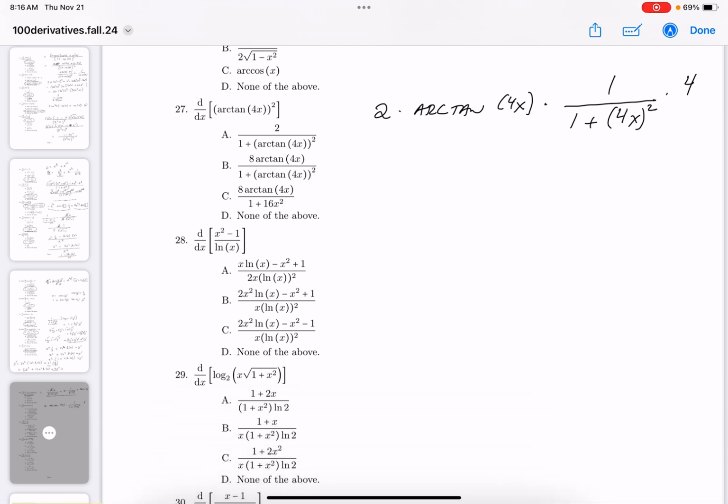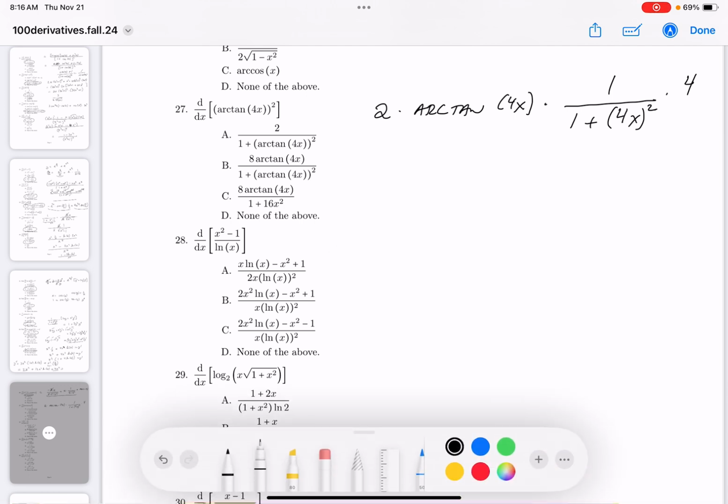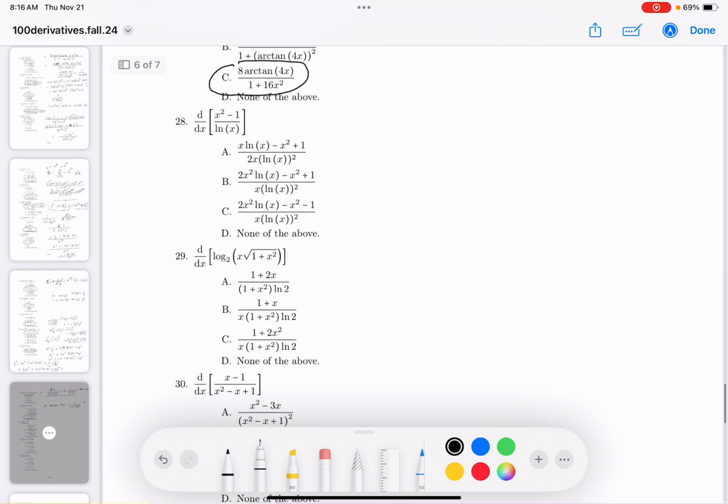So what do I see? I'm looking at my answer key now. I'm looking for 8 arctan 4x, and I do see that here. And I want to make sure I'm getting the same bottom. And I am. I'm getting 1 plus 16x squared. So letter C. All right. This one, another derivative. Let's write it down for you. It's a natural log. That's going to be squared. Bring it to the top.